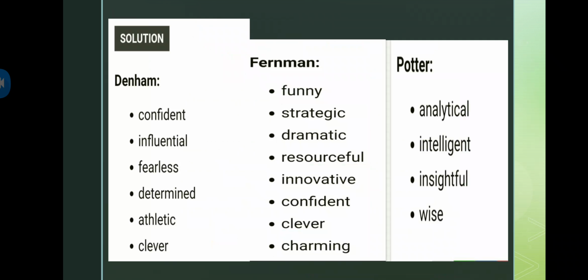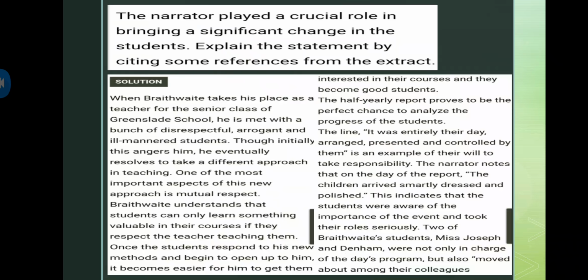And then Furman, when we talk about another student, he was funny, strategic, dramatic, resourceful, innovative, confident, clever, and charming. And then there is another character, Potter. Potter was analytical, intelligent, insightful, and wise at the same time. Okay, now moving towards another activity.